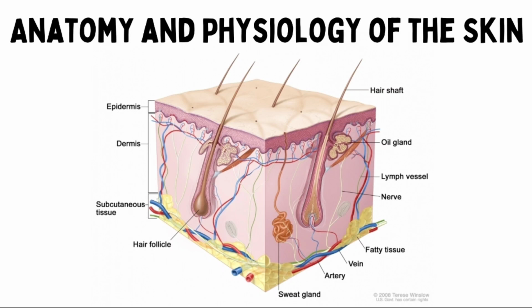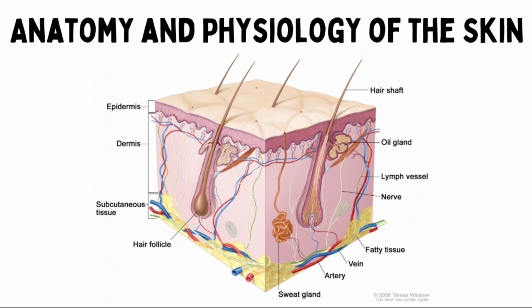This layer contains collagen and elastic fibers, which give the skin strength and extensibility. It contains blood vessels that nourish the skin and sensory receptors that respond to stimuli, and below the dermis is the last layer of the skin, which is called subcutaneous tissue.